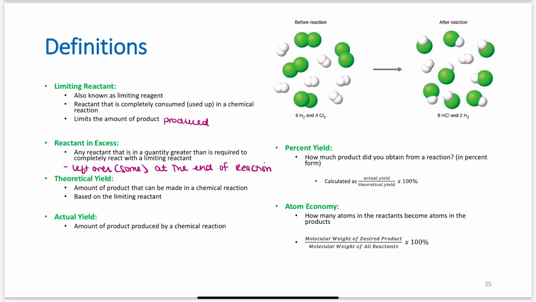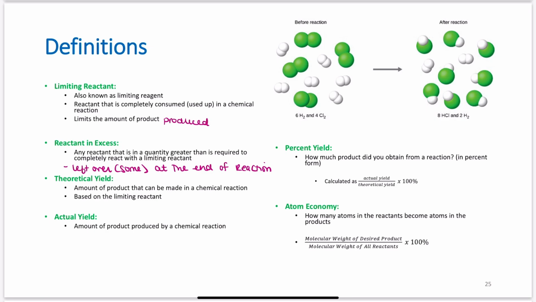Your theoretical yield is the amount of product that can be made in a chemical reaction based on your limiting reactant. Basically what that means is if everything goes perfectly, there's not any issues, there's no side reactions, there's no loss of product, how much could I make? Theoretically, how much can I actually produce? The actual yield is the amount of product produced by a chemical reaction. The theoretical yield and actual yield may match, but most of the time will not because reactions are not perfect. Percent yield is a measure of how well this reaction went, the efficiency of the reaction. How much product did you obtain from the reaction in percent form? We take your actual yield, divide it by your theoretical yield, and multiply it by 100%.